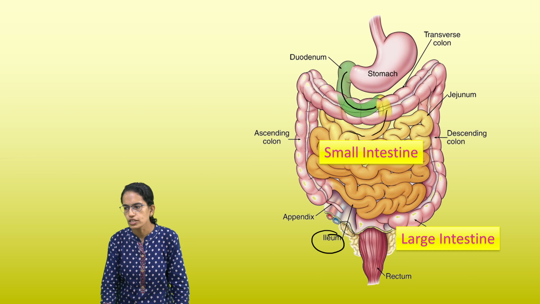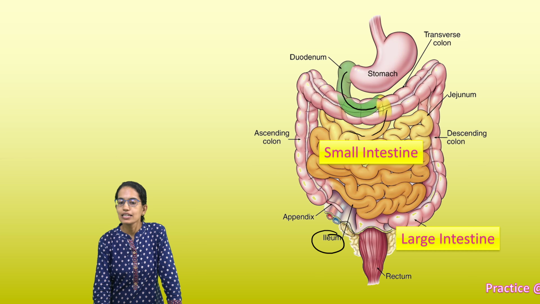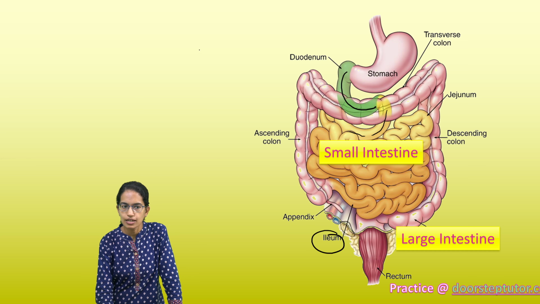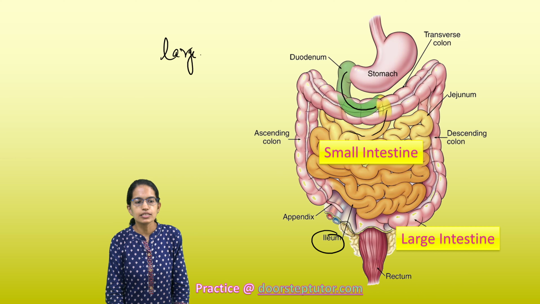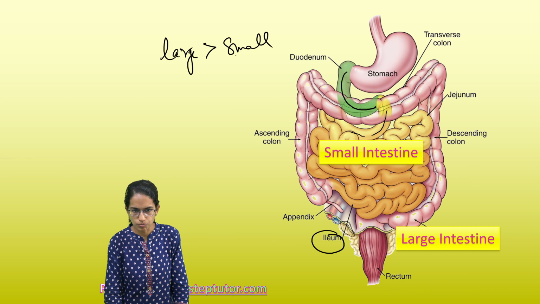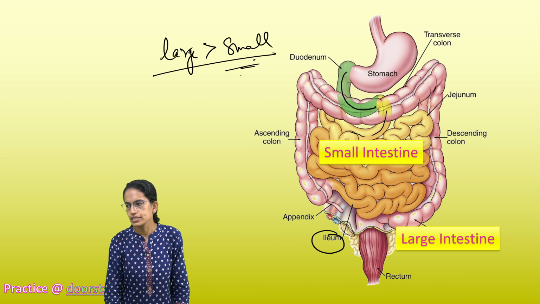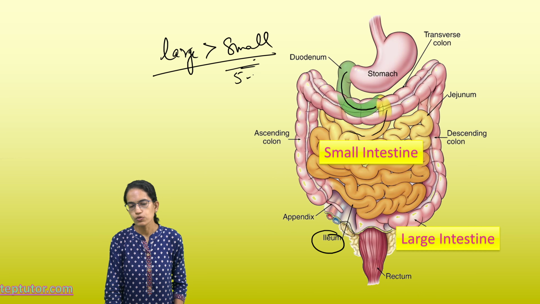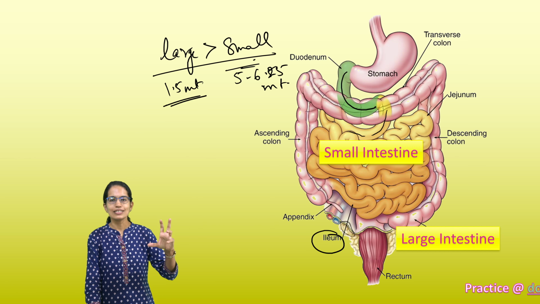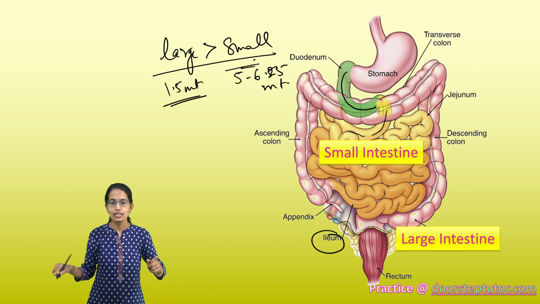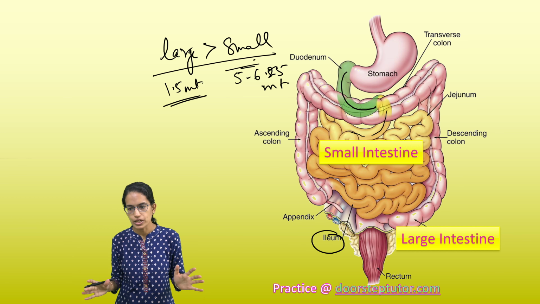Now this whole small intestine has a relatively smaller diameter than the large intestine. The diameter of the large intestine is greater than that of the small intestine, but the small intestine is usually around 5 to 6.25 meters long, in contrast to the large intestine, which is around 1.5 meters long. So the large intestine is relatively lesser in length, the small intestine is more in length.